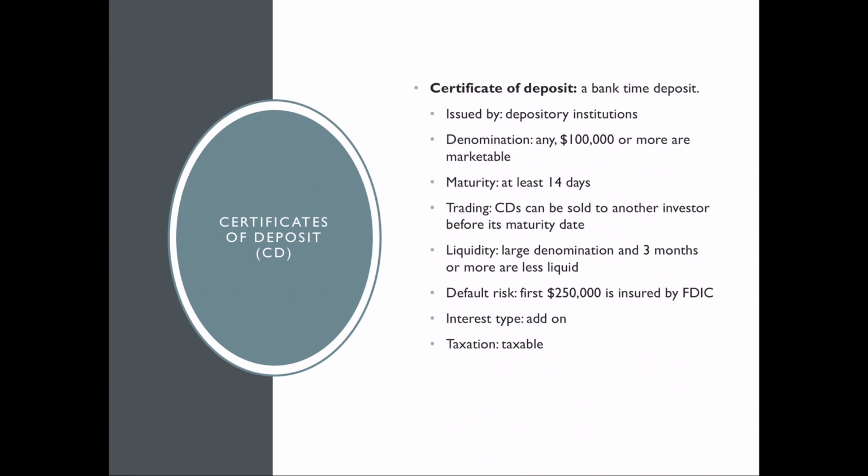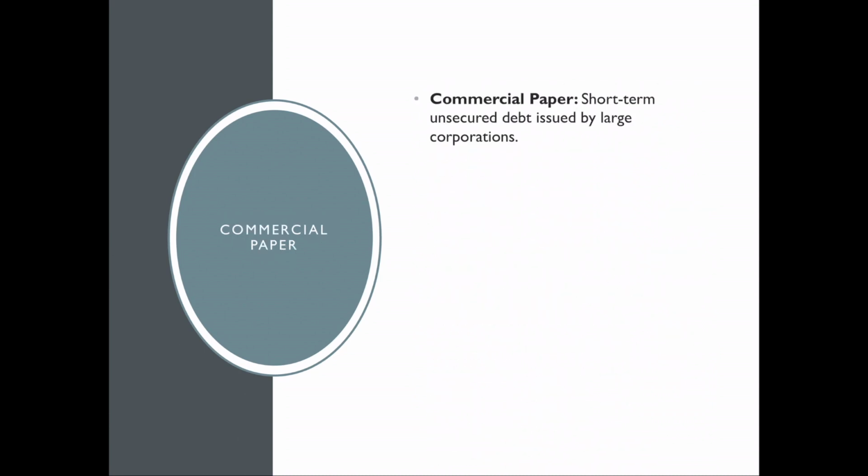Liquidity-wise, the large denominations and maturities of 3 months or more are less liquid than their shorter time period CDs. These are covered by the FDIC up to $250,000, so the default risk is protected to an extent. The interest type is add-on, so if you purchase a CD, you will receive an interest amount and principal at maturity. And with the taxation, these have federal and state and local taxation. So those are CDs.